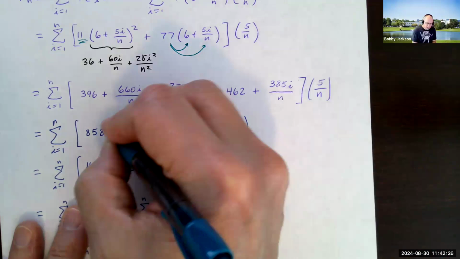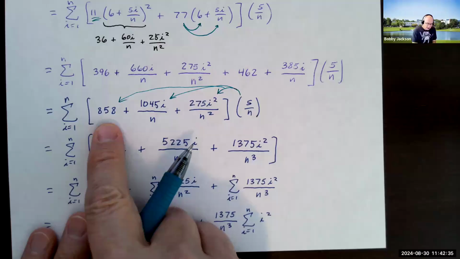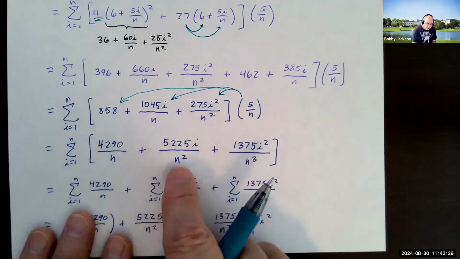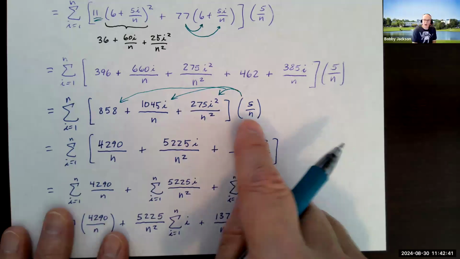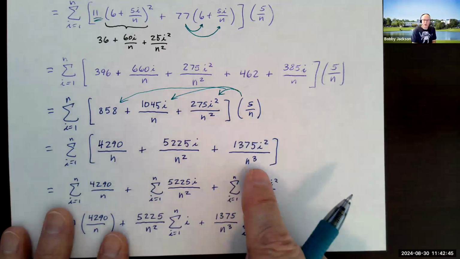So 5 over n times 858 is this big number over n. 5 over n times this is 5225i. Notice it's over n squared, since n times n is n squared. And then this times this gives me this fraction. And notice again, n times n squared is n cubed in the bottom here.